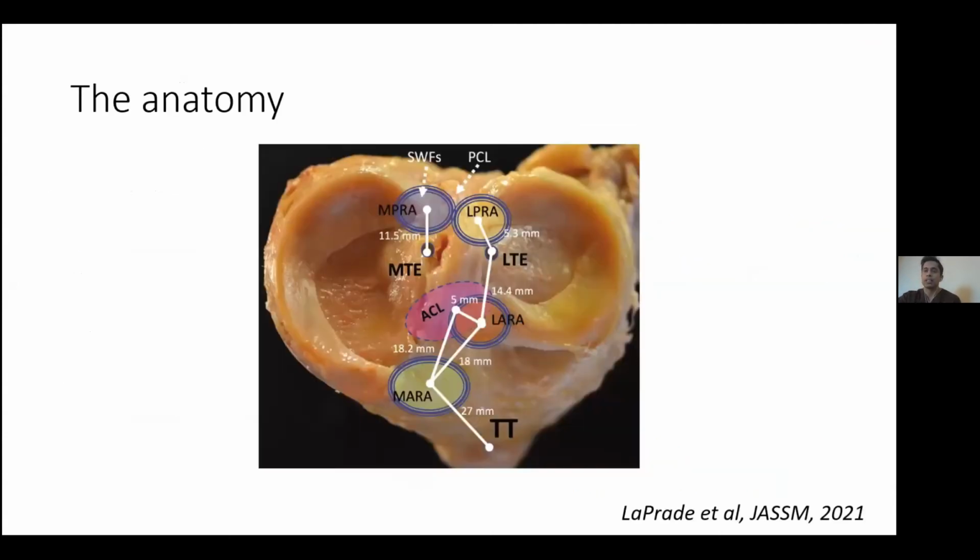Going back to the anatomy, I won't spend too much time, but I think this picture illustrates it quite well. We know the meniscus to be a C-shaped structure sitting on the surface of the tibia, and the circles represent the root attachments. We have root attachments on the anterior side for the medial and the lateral meniscus, and we have root attachments on the posterior side for the medial and lateral meniscus as well.